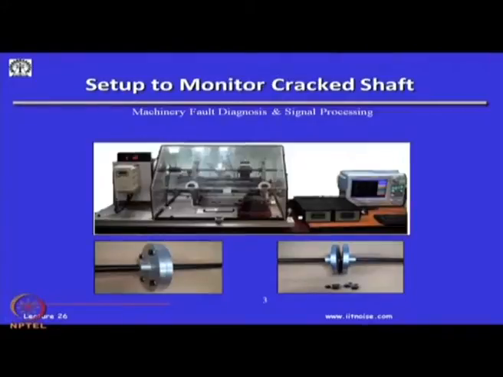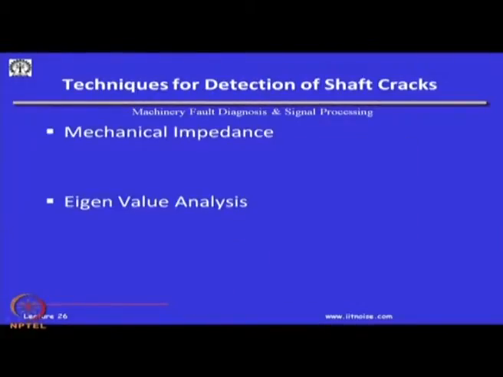Okay. So, we got the vibration measurements from this system, and I will show it to you later on. And then another setup which we have is to find out the mechanical impedance. Like I told you, the techniques for detecting shaft cracks are mechanical impedance and then the eigenvalue analysis. Okay.